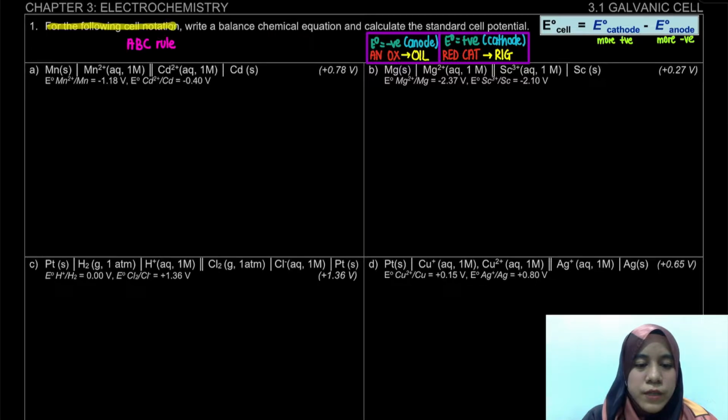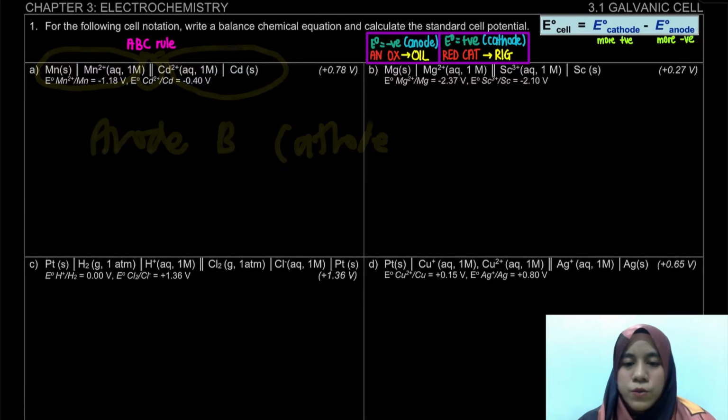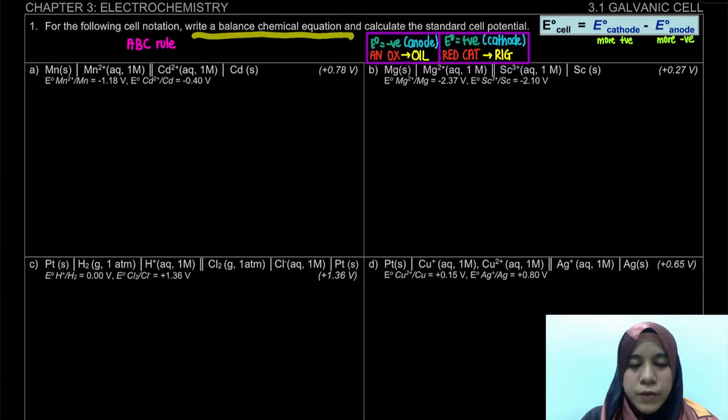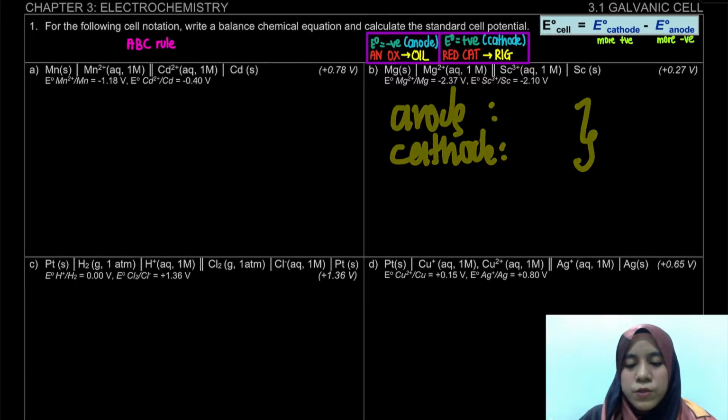For the following cell notation, write a balanced chemical equation and calculate the standard cell potential. If you still remember, cell notation follows the ABC rule. Here is my A, here is my B, here is my C. A stands for anode, B stands for bridge, and C stands for cathode. The first one is to write a balanced chemical equation. From the cell notation, you have to write down the anode and the cathode, and once you simplify the equation, you will get your overall or balanced chemical equation.